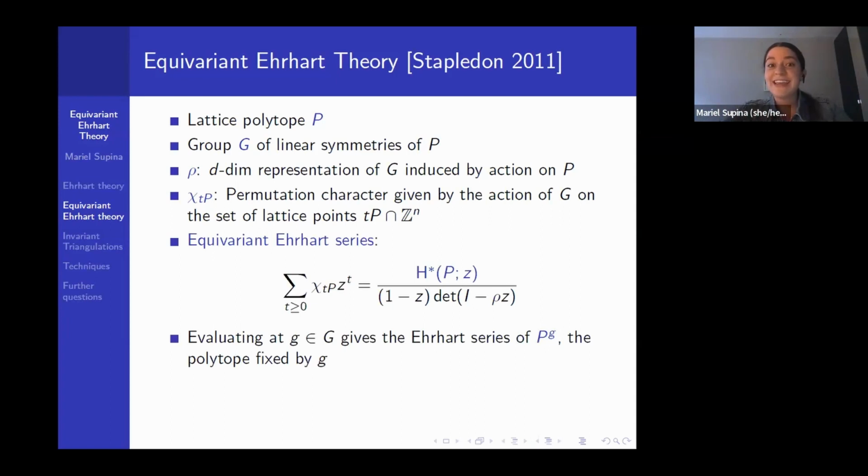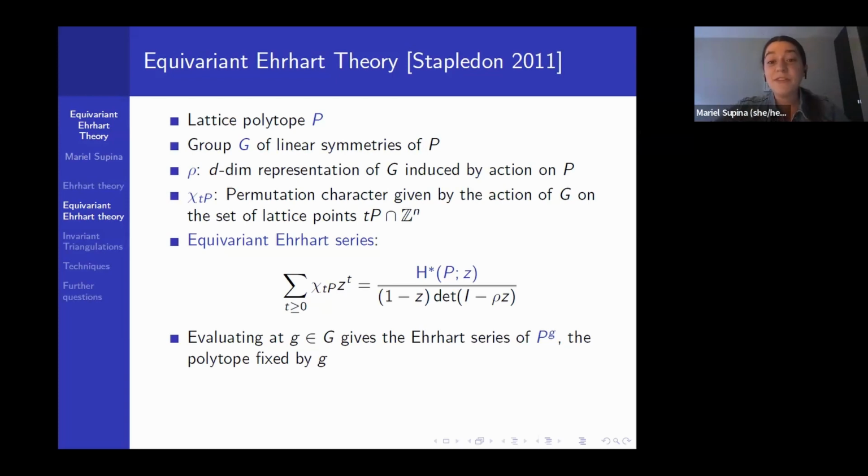So just like in classical Ehrhart theory, we can construct the equivariant Ehrhart series. Instead of putting the lattice point enumerator as the coefficients, we put these characters, these chi sub tP. So we have a series whose coefficients are characters of the group. But if we plug in a group element, then what we get is the Ehrhart series of the subpolytope of P that's fixed by the action of that group element. So we'll see this in an example in a second.